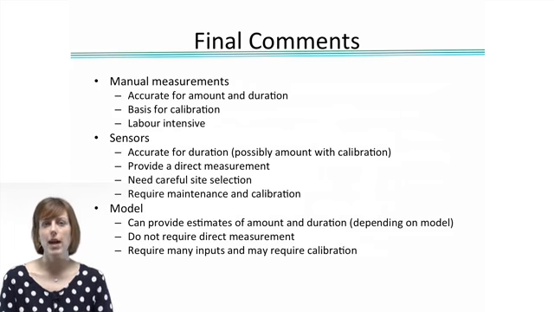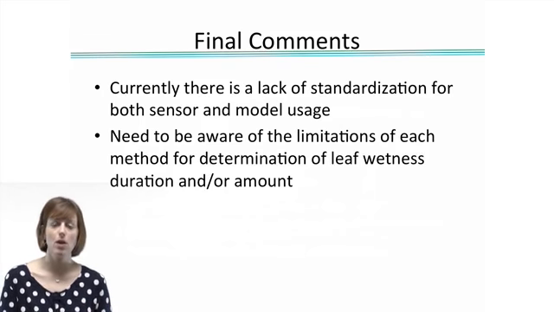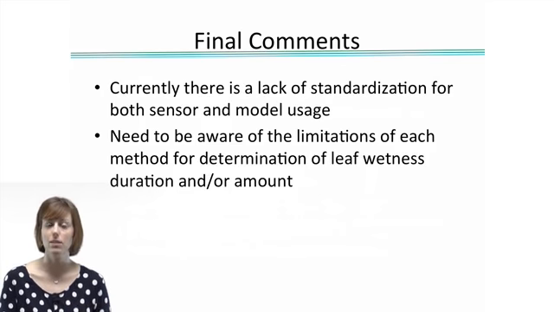The problem right now is that there's a lack of standardization for both sensor and model usage. As I mentioned, the World Meteorological Organization has suggested standards for meteorological measurements. They don't have a suggested standard for the placement of leaf wetness sensors or the use of them. And so you can see in the literature that these have been used in a variety of environments and a variety of sensors have been used. So for example, the resistance sensors that are sold unpainted require some sort of painting, but even the amount of paint or number of coatings of paint that have been used for the sensor differs from researcher to researcher.